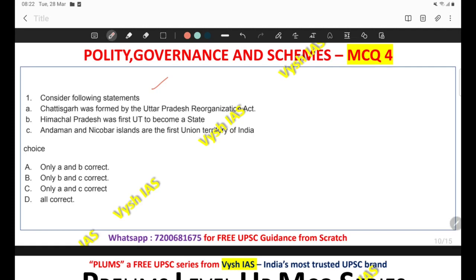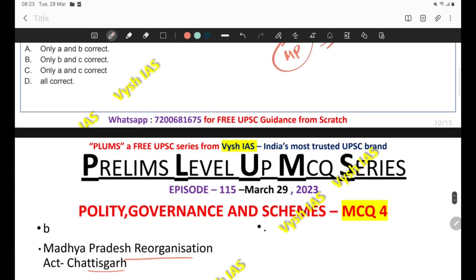So here the first statement reads, Chhattisgarh was formed by the Uttar Pradesh Reorganization Act. Now, if you know the basic geography, Chhattisgarh and Uttar Pradesh are faraway states. So the Uttar Pradesh Reorganization Act logically can't lead to the formation of a state like Chhattisgarh, which is south of Uttar Pradesh. For a reorganization act to bifurcate a state, the two states have to be in near proximity. Although Chhattisgarh is near, it is not very near to Uttar Pradesh. You can think in that logic, or else this is a standard fact: if you know the evolution of Indian polity, then you can say that the Madhya Pradesh Reorganization Act led to the Chhattisgarh formation. So Madhya Pradesh was reorganized, and Chhattisgarh was formed as a state.